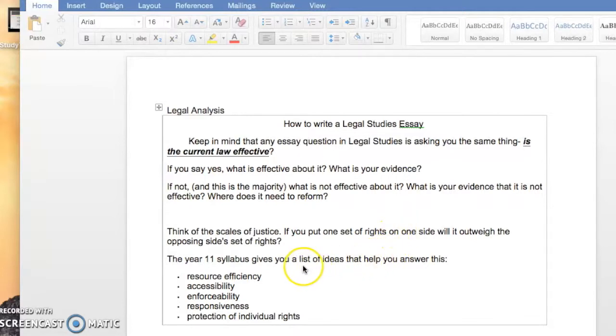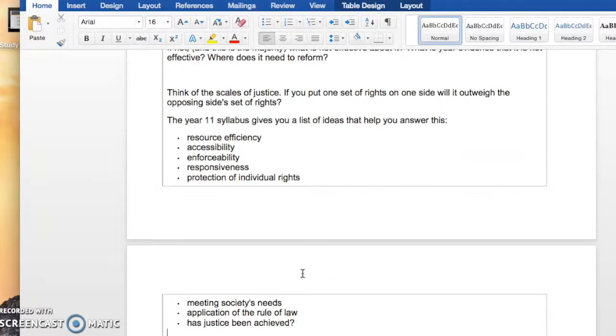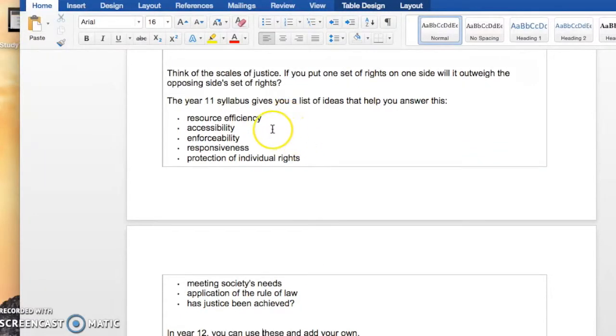So the Year 11 syllabus gives you a list of ideas to help you answer this. To find out whether something is just, they say you look at the resource efficiency, you look at the accessibility, because if only some people can access, for example, say the drug court, that isn't just because it's not accessible to everyone. Enforceability, is it going to be enforced on everyone, or are some people going to get away with it, like say if they're rich, for example? That wouldn't be just.